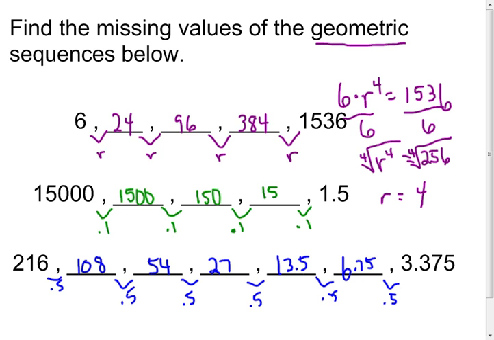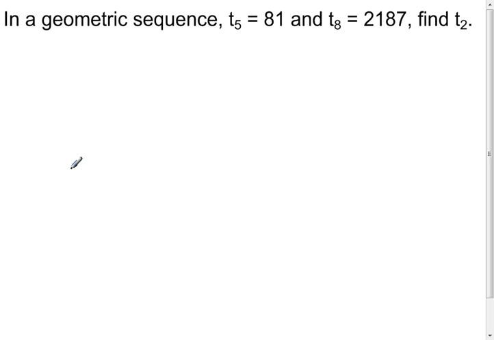Okay, so last idea for the day. It says in a geometric sequence, the 5th term is 81, and the 8th term is 2187. It says figure out the 2nd term. So what we're going to do is we're going to just kind of draw some blanks here. We're going to say this is term 5, term 6, term 7, this is term 8.